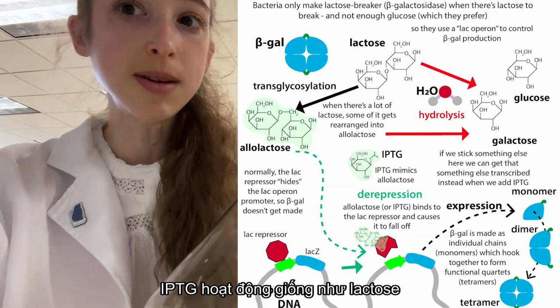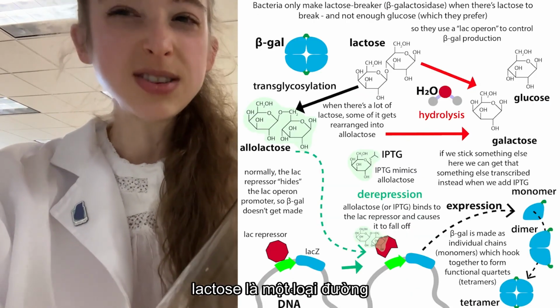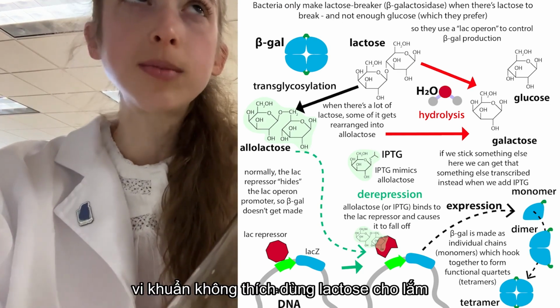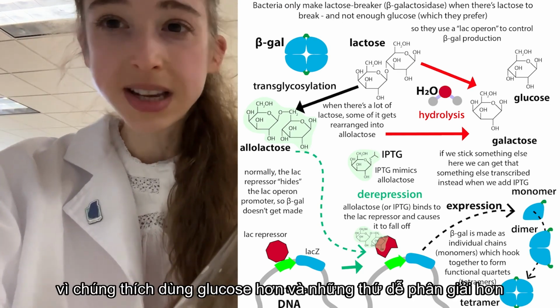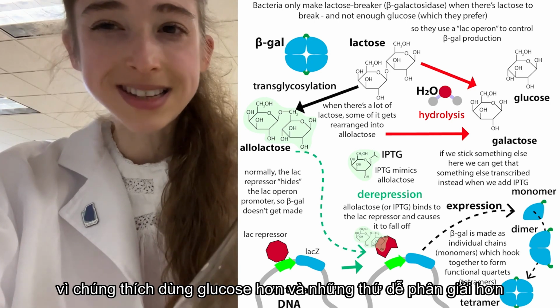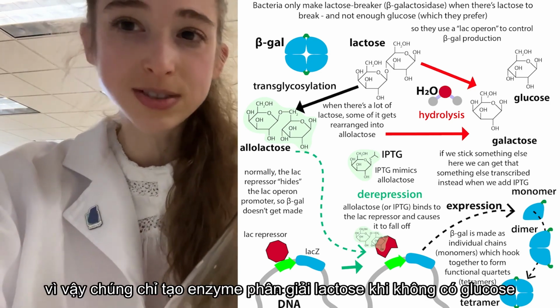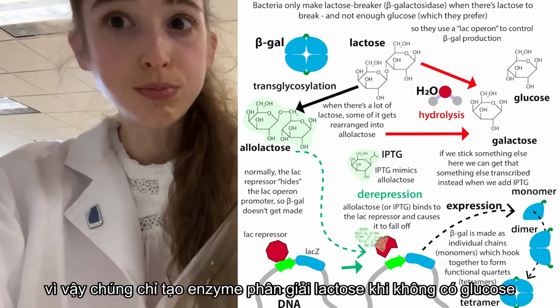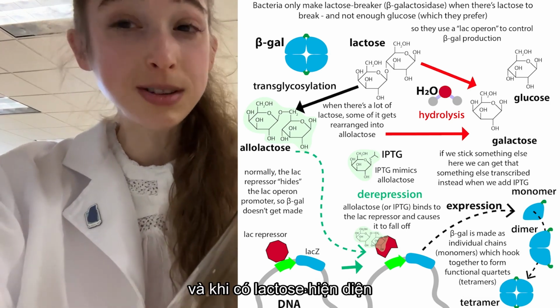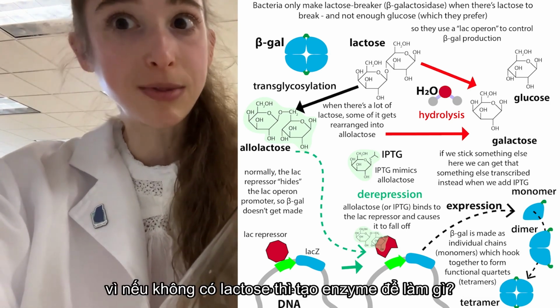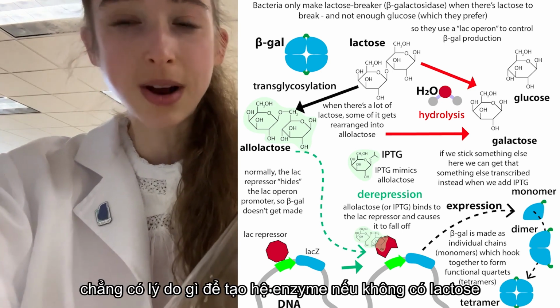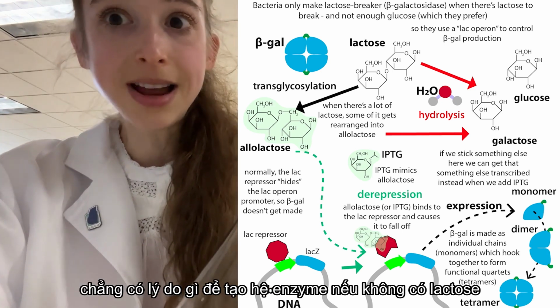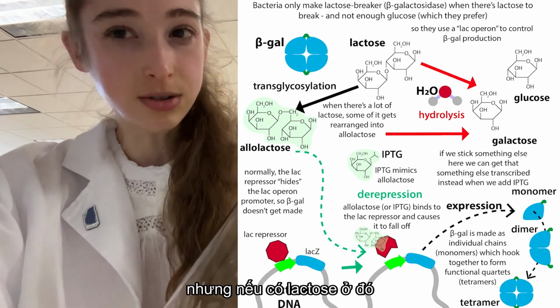So IPTG mimics lactose. That's a type of sugar, and bacteria don't normally like to use lactose because they prefer to use glucose and things like this that are easier to break down, and they don't have to make special enzymes to process them. So instead, they only make the lactose machinery when there's not much glucose and when there's lactose present, because why make the machinery for breaking down the lactose if there's no lactose around?